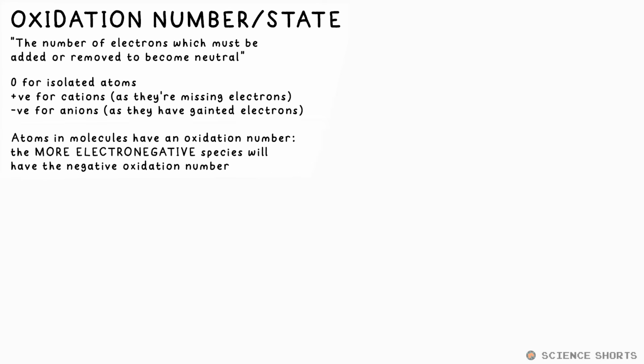Atoms in molecules also have oxidation numbers, even though they're not ions. The more electronegative species will have the negative oxidation number. So for example, if carbon is bonded to oxygen, it will have the negative oxidation number, while the oxygen will have the positive oxidation number. These can change depending on what else they're bonded to.